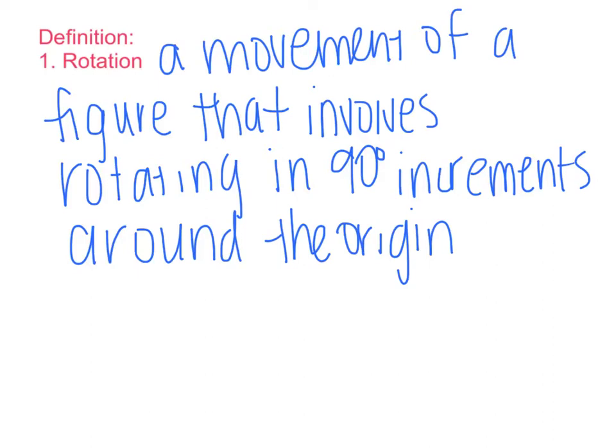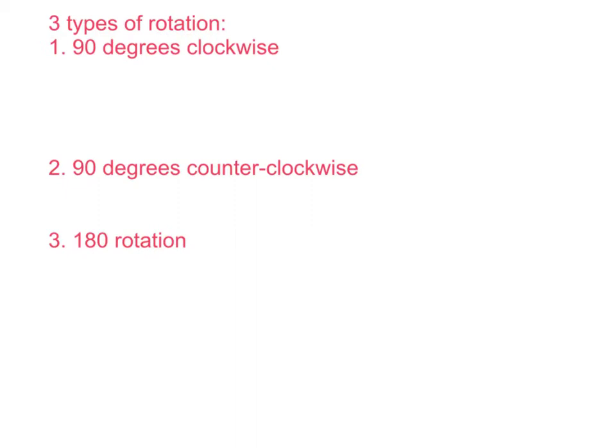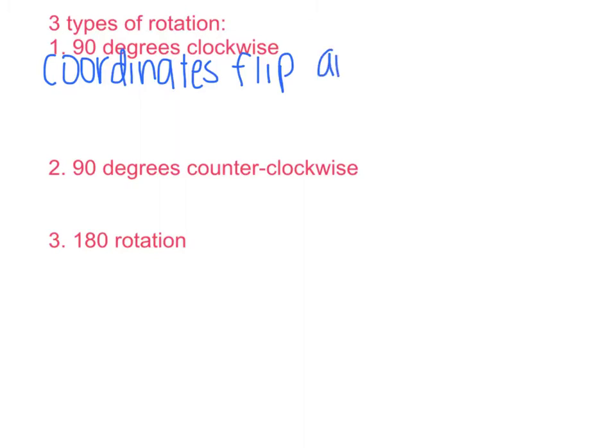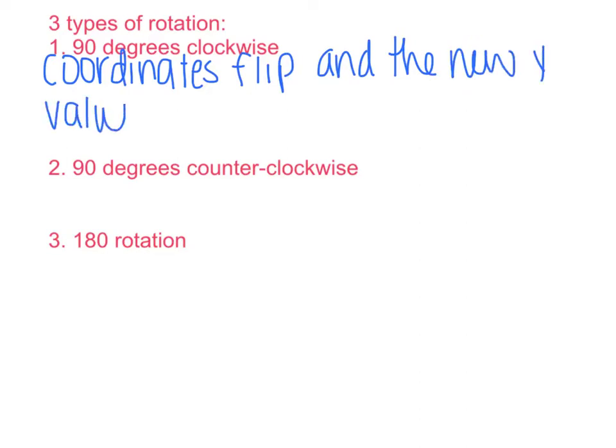So, we're going to look at the three different types of rotation that we can use. So, the first type is 90 degrees and clockwise. When you do this, the coordinates flip. So, x becomes y, y becomes x. And the new y value changes signs.